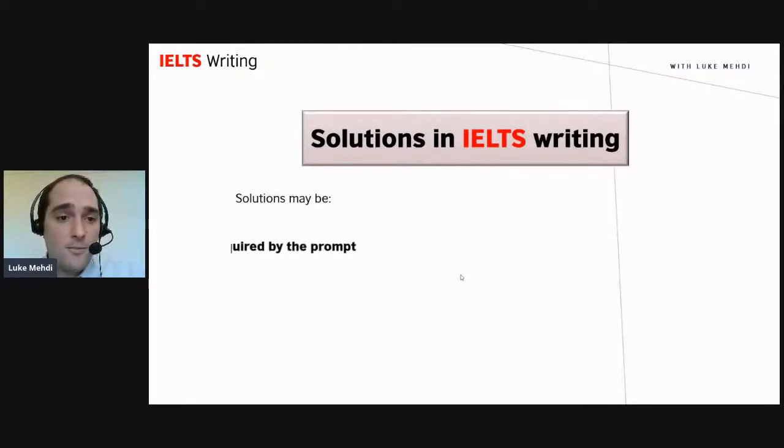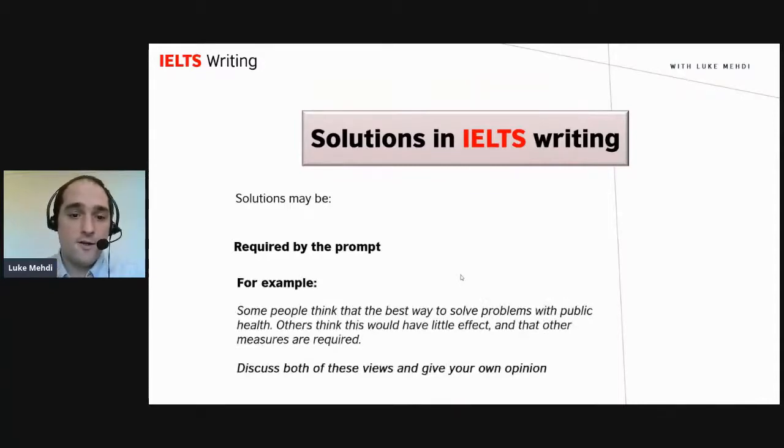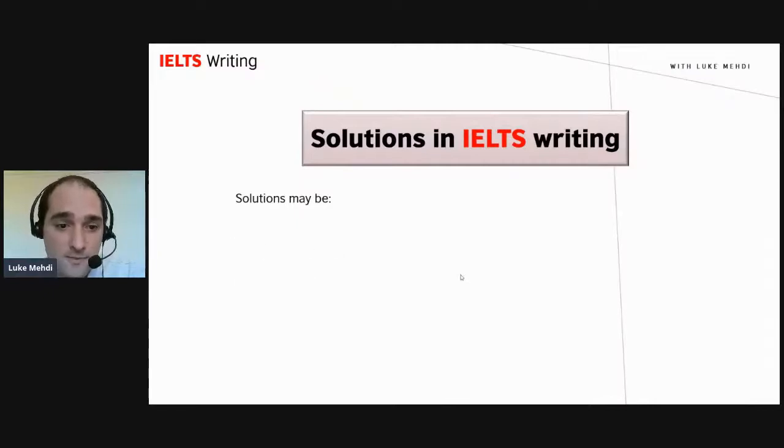You may also be required to give solutions by the prompt. The prompt is the line that tells you what the topic is. For example, here we have a prompt. Some people think that the best way to solve problems with public health is to build more sports facilities. Others think it would have little effect. Other measures are required. So it's asking you here for other measures.